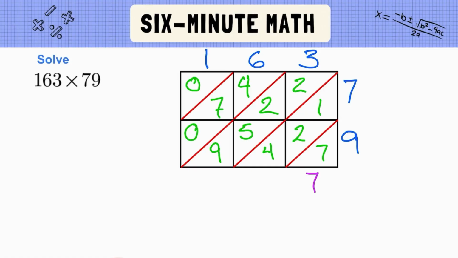4 plus 2 plus 1 is also 7. 9 plus 5 plus 2 plus 2 is 18. So we're going to drop that 8, carry 1. 0 plus 7 plus 4 plus 1 is 12. And in this case, because my upper left number is a 0, I can just write that 12 for my answer, giving me a final solution of 12,877.